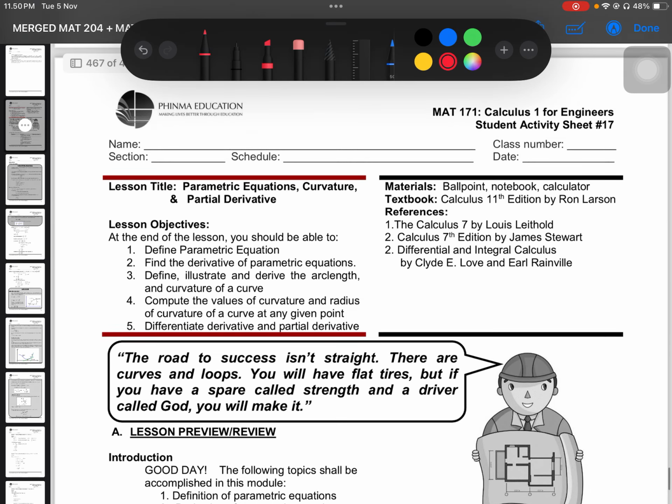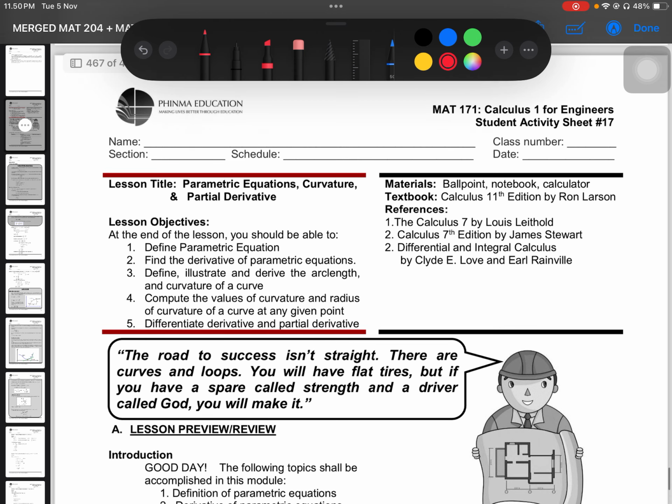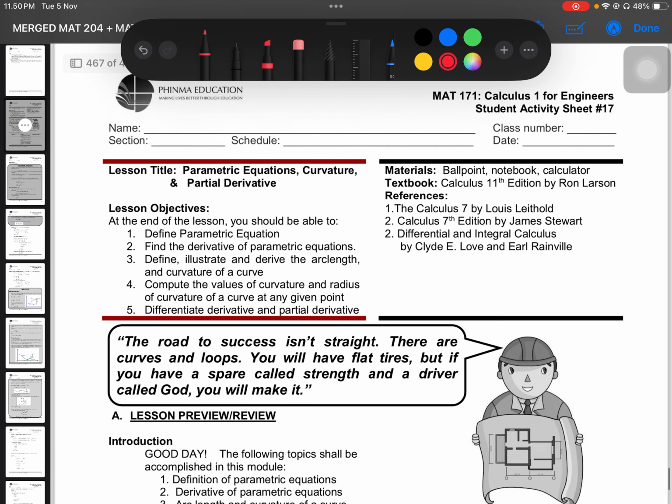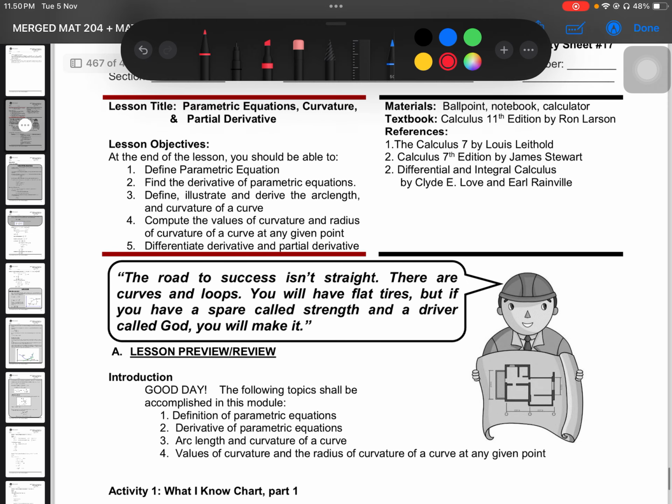Magandang araw. So, welcome to Math 171, Calculus 1 for Engineers, Student Activity Sheet number 17. And our lesson title for today is Parametric Equations, Curvature, and Partial Derivatives. So, medyo madami yung lesson objectives natin for today.